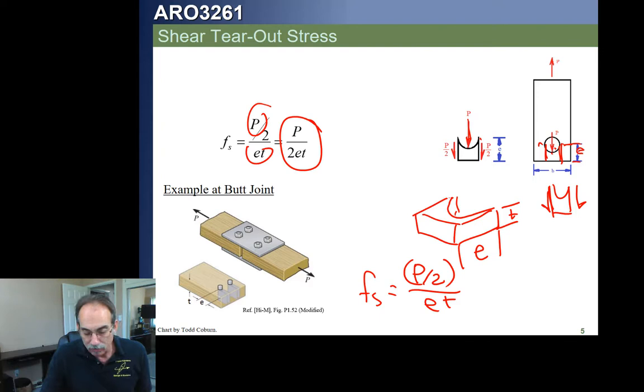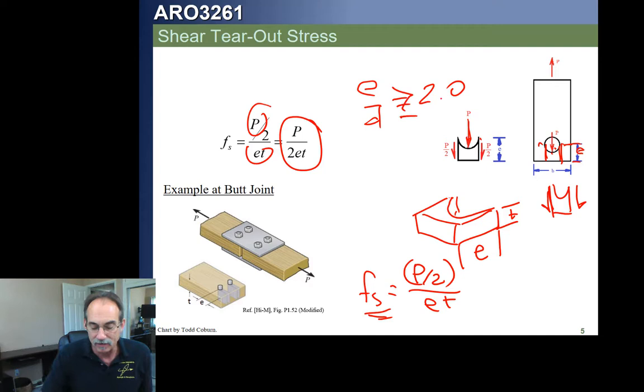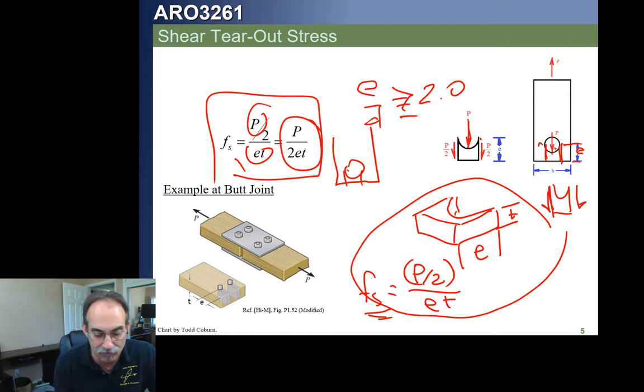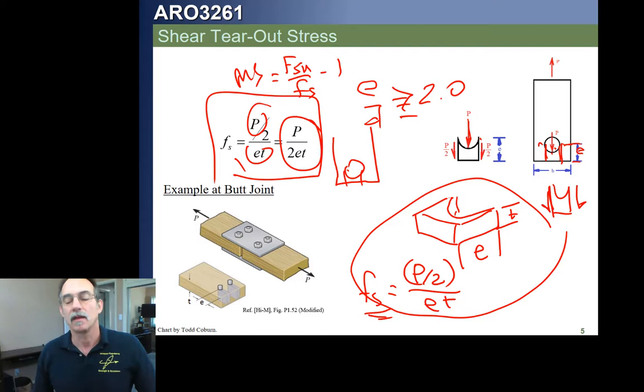Normally not going to check this unless I tell you to check tear out, and the reason is if structural design is developed so that we follow a good edge distance over D ratio of 2.0 or greater, then you shouldn't have a problem with shear tear out. But if somebody violates that and puts a fastener really close to the edge, then we need to check shear tear out to make sure that our part is good. Once you calculate the shear stress from shear tear out, you're then going to compare that to FSU. So it'd be FSU over the FS minus 1. That's your margin of safety. That's how we check shear tear out. And once again, we're only going to check that when we need to.